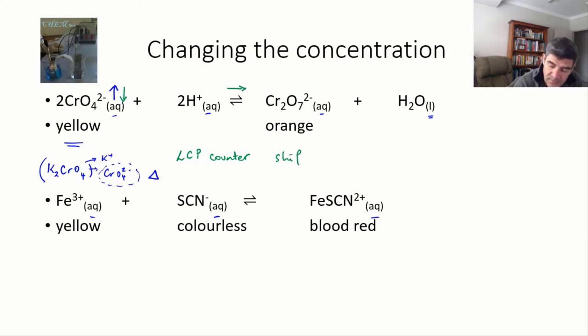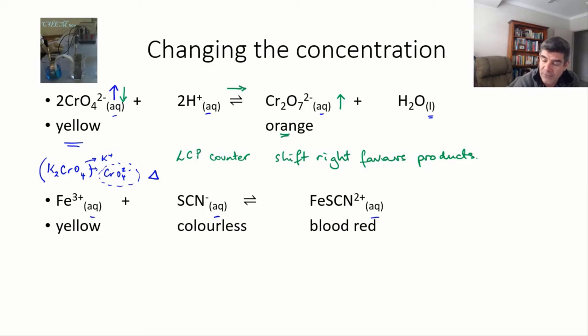Shift right. This favors the products. And what it means is that the concentration, after having increased, will then start to drop for the chromate ions, and it will increase for the dichromate ions. So we will shift from being a more yellowish color into more of an orange color. So that's the macroscopic change you will see when we make these sorts of changes.